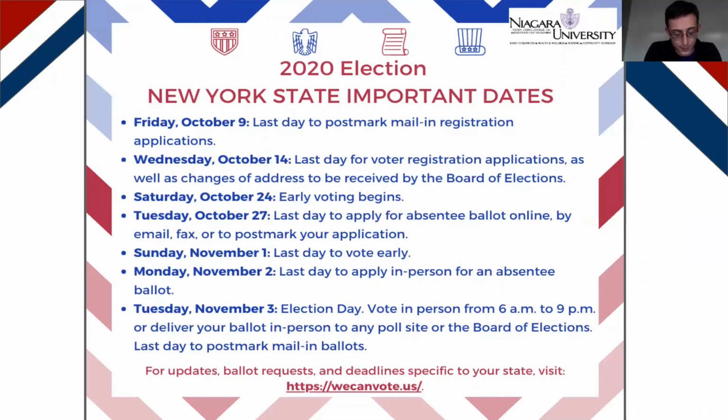Try to have your absentee ballot mailed and delivered before this date. Keep in mind these are New York dates, so your state may have different deadlines for all of this information. So check with your local Board of Elections to see when all of this is due for you. You are not living or from New York State.